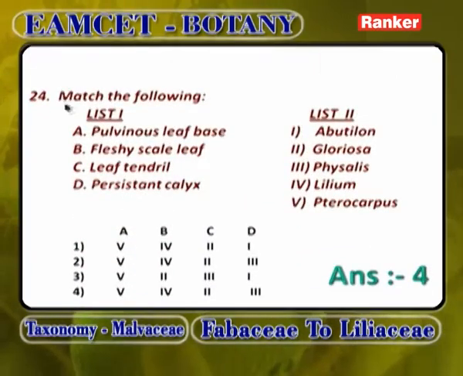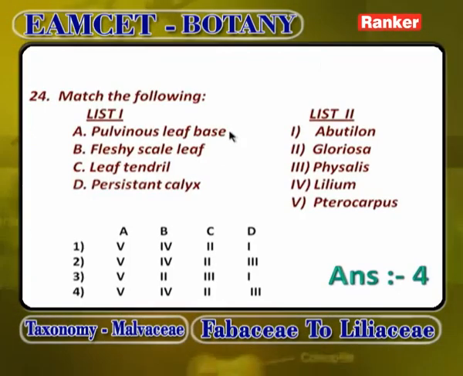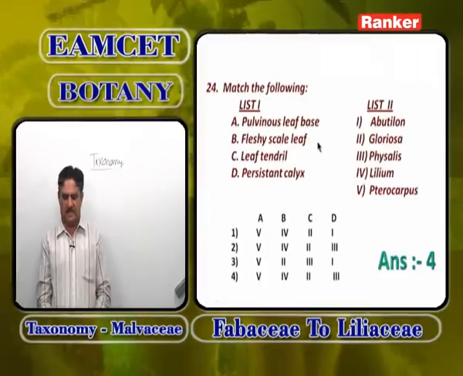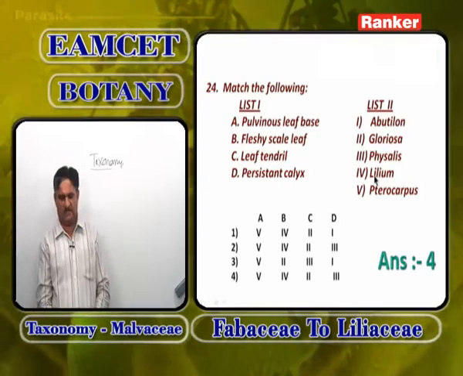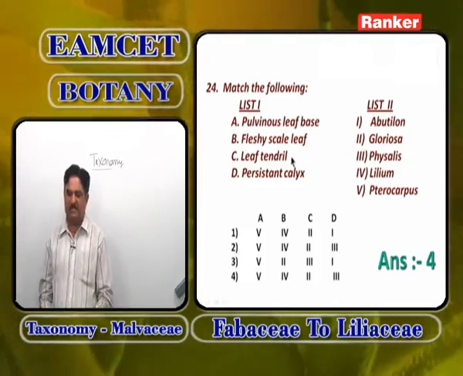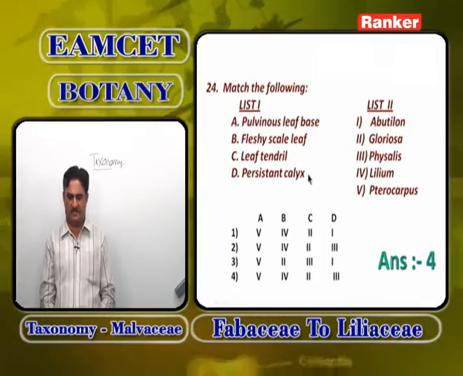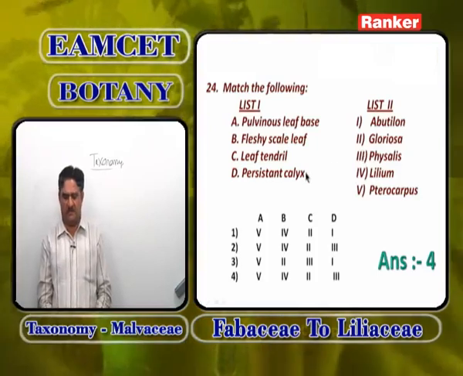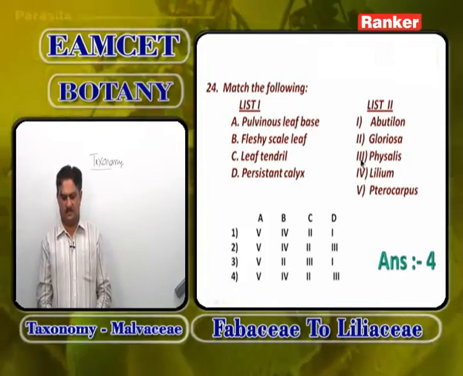Next, matching. Pulvinate leaf base, fleshy scale leaf, leafy tendril, persistent calyx. Pulvinate leaf base is found in any plant of Fabaceae, Pterocarpus, so A is 5. Fleshy scale leaf is found in Lilium, so B is 4, because what stores the food material is the fleshy scale. Leafy tendril, where the leaf is modified into a tendril, is in Gloriosa, so C is 2. And persistent calyx is found in Physalis, so D is 3. So A5, B4, C2, D3 is the correct answer.